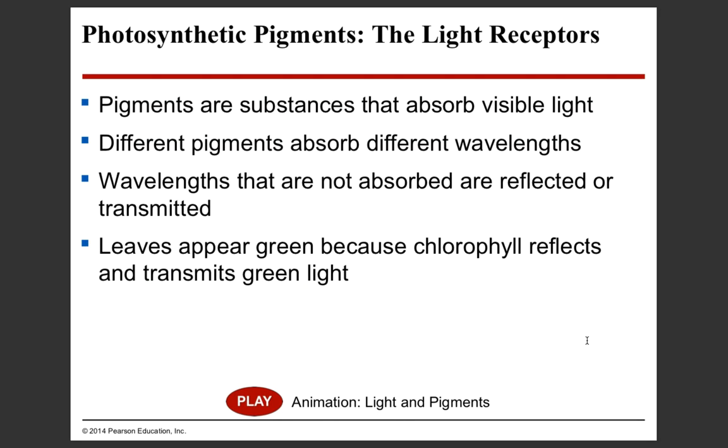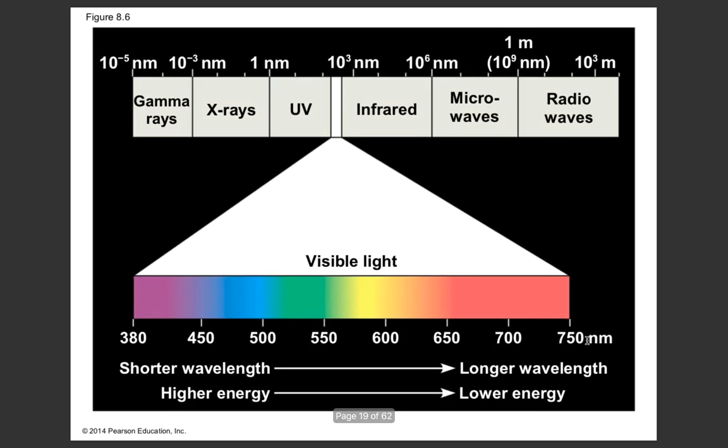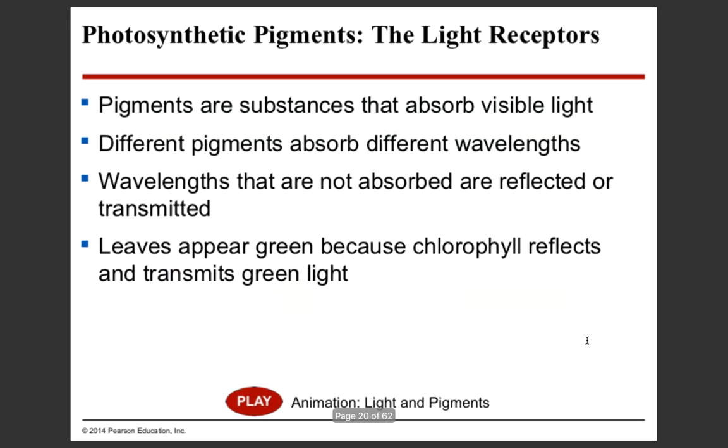Pigments are substances that absorb visible light. Guess what? Visible light, boom, there it is. Okay, the rainbow, gorgeous, Roy G. Biv and all that, you know that. Okay, great. Okay, so different pigments absorb different wavelengths. Okay, a pigment that we're focusing on, chlorophyll, because why? It's in plants. What are we talking about? Plants, because we're talking about photosynthesis.